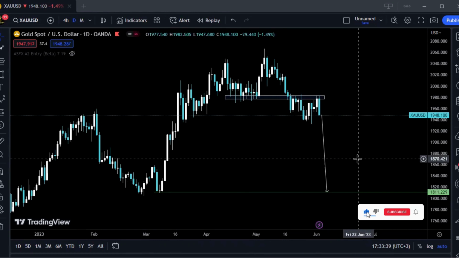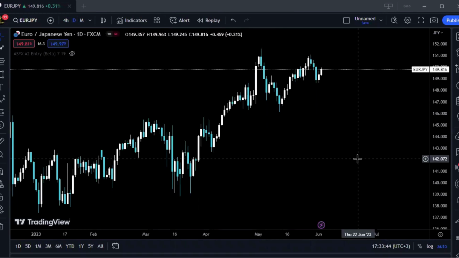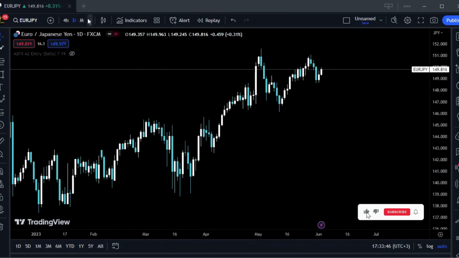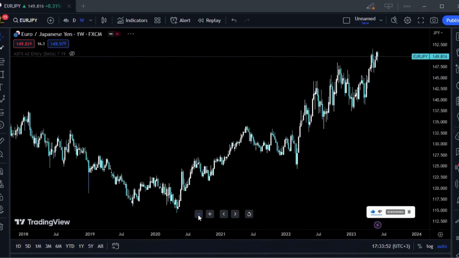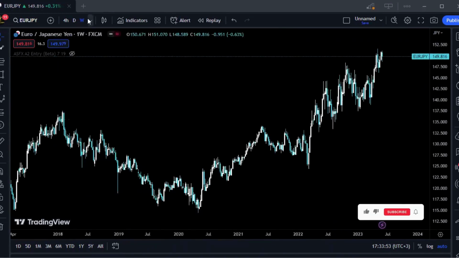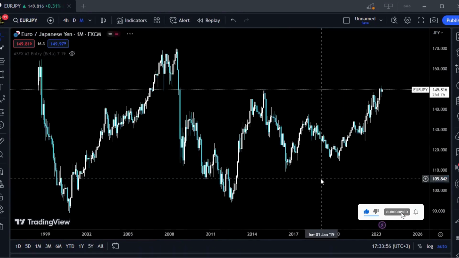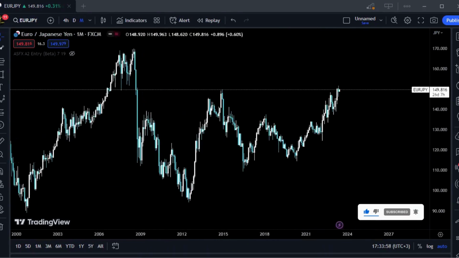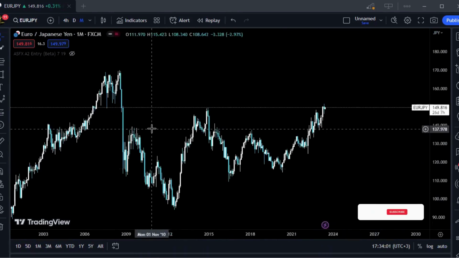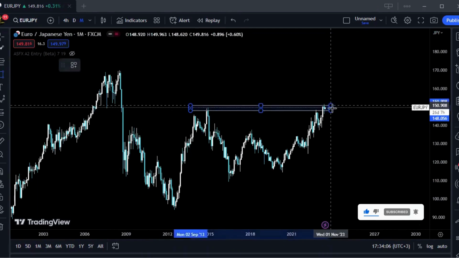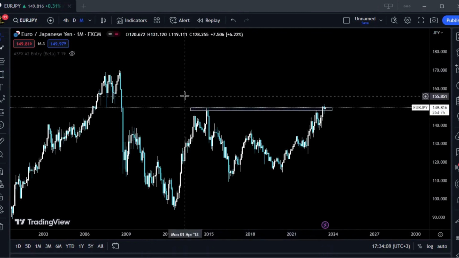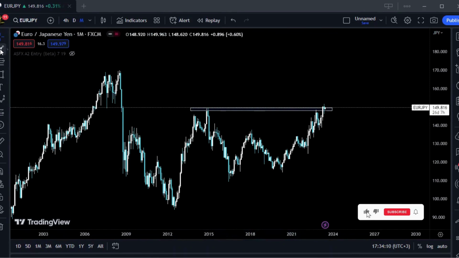GBP USD doesn't really fit the criteria, so you're not going to be trading GBP USD this coming week. Euro JPY, so this is a JPYX pair. Obviously, we're anticipating to see JPY keep on pushing lower. So that means Euro JPY will obviously be buying because it's inversely correlated to JPYX.